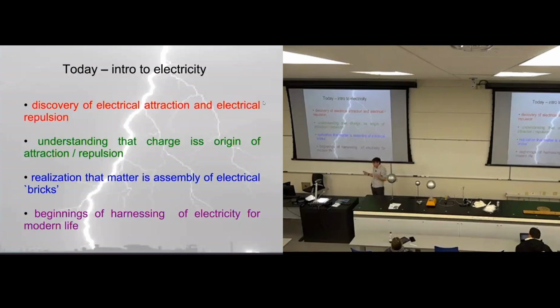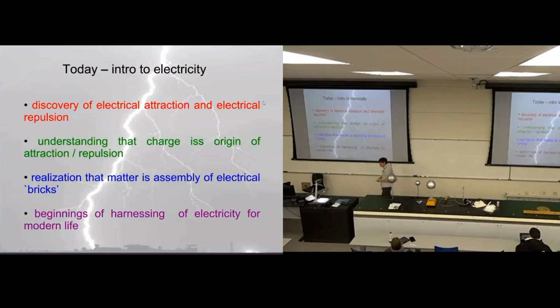In doing that, we're going to realize, I mean, we might have realized it already, that matter, materials, are made of electrical building blocks. And we're going to talk about some basic properties of matter, insulators and conductors, because they're made of electrical building blocks. So that's this bullet here.